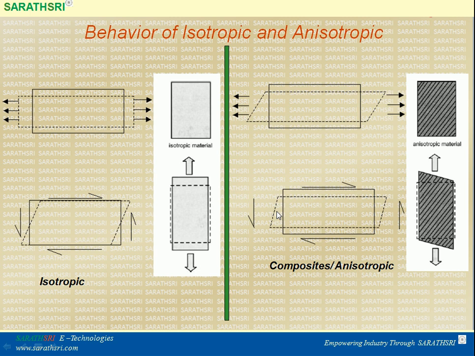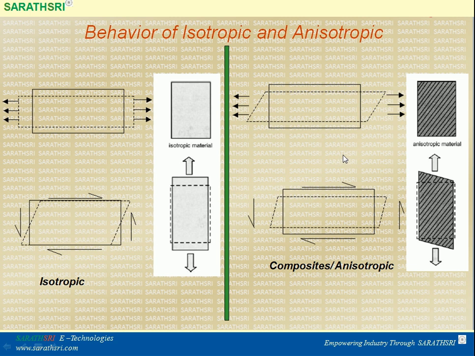The behavior of isotropic and anisotropic material can be described in the form of deformations. In case of isotropic material, a component subjected to axial load undergoes deformation, elongation, and contraction due to Poisson's ratio. The same isotropic material subjected to shear undergoes shear deformation.